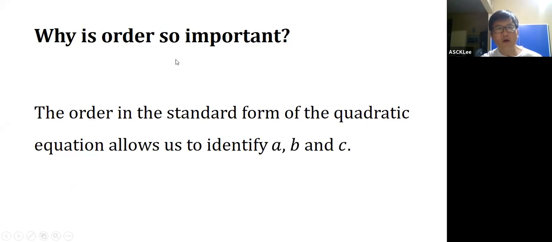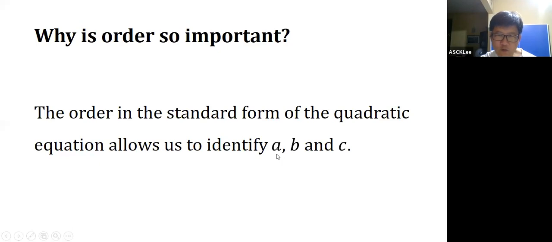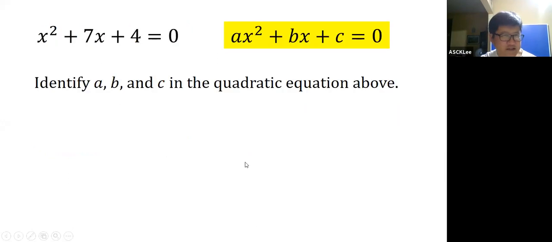Order is important because the order in the standard form of the quadratic equation allows us to identify what's A, what's B, and what's C. That is why the order is important. Chaotic is fine, but we make it orderly so that we can identify the value of A, the value of B, and the value of C.